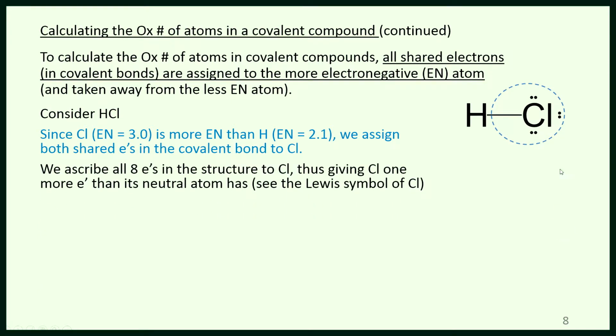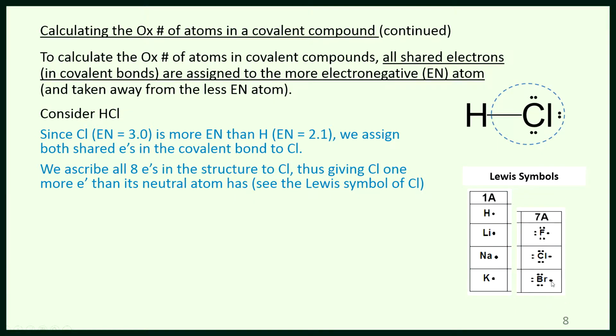And therefore, we're going to ascribe all 8 valence electrons in this structure to chlorine, giving chlorine 1 more electron than the neutral atom has in the Lewis symbol. So here is the Lewis symbol of chlorine, and it's neutral. When it's neutral, it owns 7 electrons. But in HCl, we're assigning it 8 electrons. 1 more electron than the neutral atom means that chlorine in HCl has an oxidation number of -1.